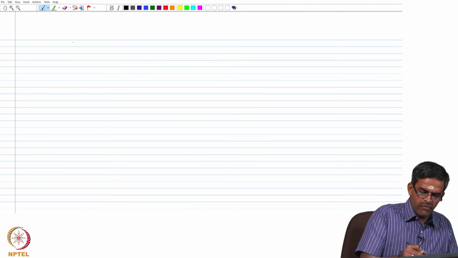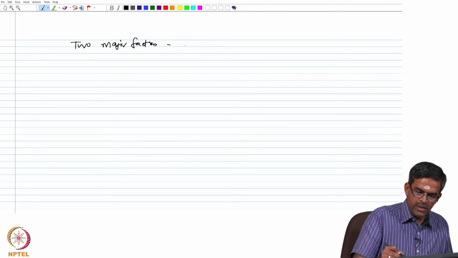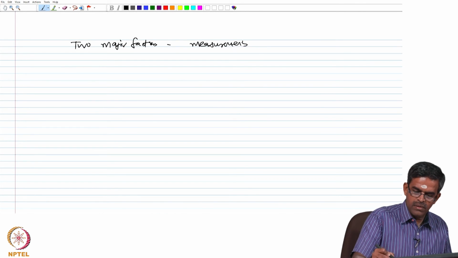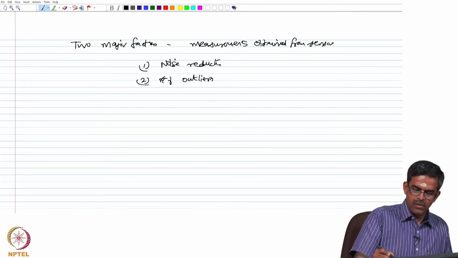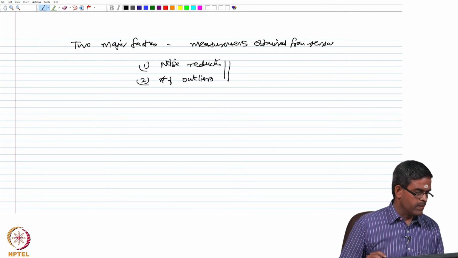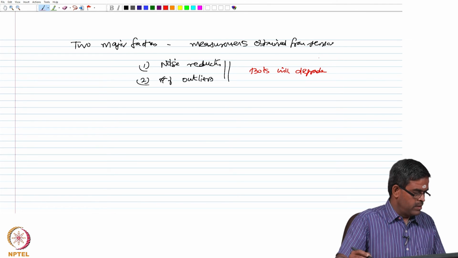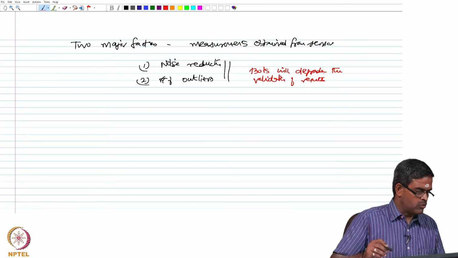Interestingly, 2 major factors are considered while dealing with the sensor measurements. One is the noise reduction and second is the number of outliers. Because both will degrade the validation of results. So, they should be checked.